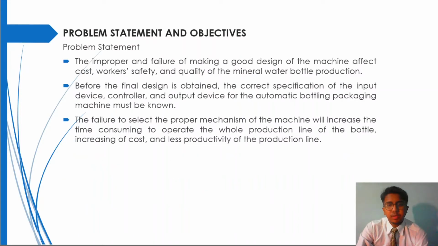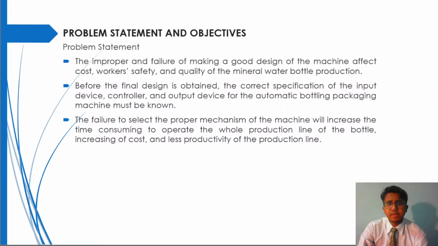Now, we're moving on to the next section of the proposal, which is the problem statement and objective. Problem statement for this project is: the improper design and failure to make a good design of machine will affect the cost, worker safety, and quality of the mineral water bottle production.